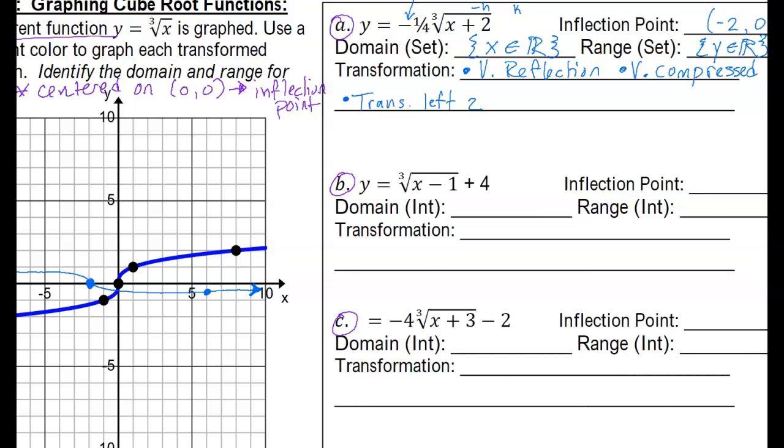All cube roots will always have a domain and range of all real numbers. So immediately, for B and C, you can fill in all real numbers. Now in interval notation, it's negative infinity to infinity. Okay, you guys keep going.